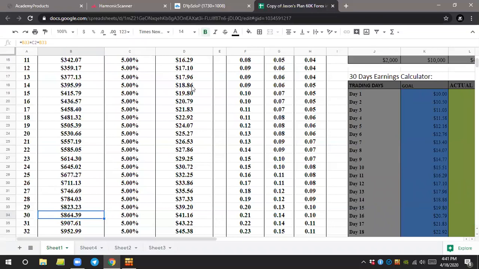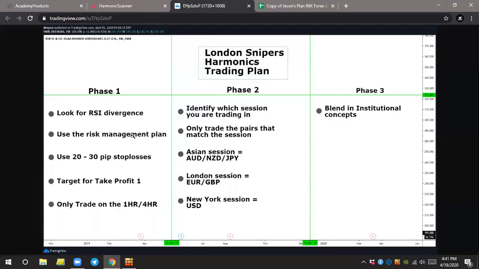But this is what builds discipline, guys. This is simply what builds discipline and helps you create a risk management plan. Cool? So guys, the next thing that we're going to go into is using a 20 to 30 pip stop loss, right? 20 to 30 pip stop loss.